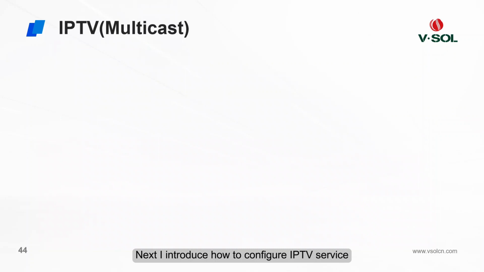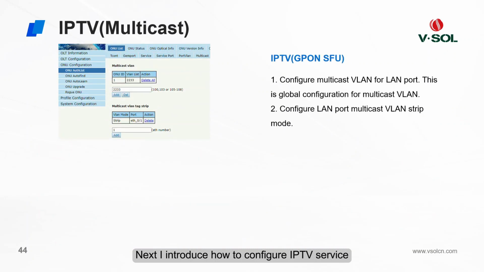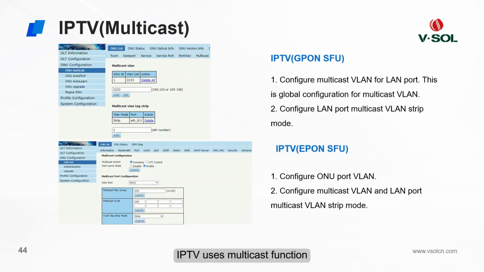Next, I'll introduce how to configure IPTV service. IPTV uses the multicast function. For SFU type ONU, you need to configure the multicast VLAN for the LAN port and configure strip mode. For PON, multicast VLAN is a global configuration, and for EPON, it's based on the LAN port.